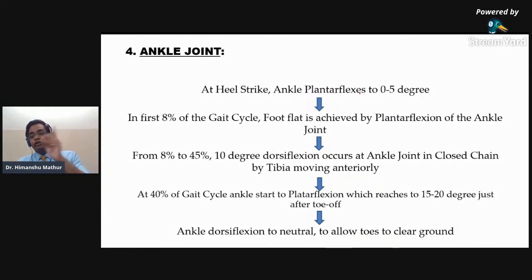Then there is a closed chain dorsiflexion. Okay, from 8% to 40%, the 10-degree dorsiflexion occurs at the ankle joint in the closed chain. We have already discussed it, where the tibia is moving anteriorly. Okay, now at 40% of the gait cycle, that means it has crossed the mid stance and is moving towards the heel off and toe off. So at 40% of the gait cycle, the ankle starts to go into plantar flexion, which reaches 15 to 20 degrees.